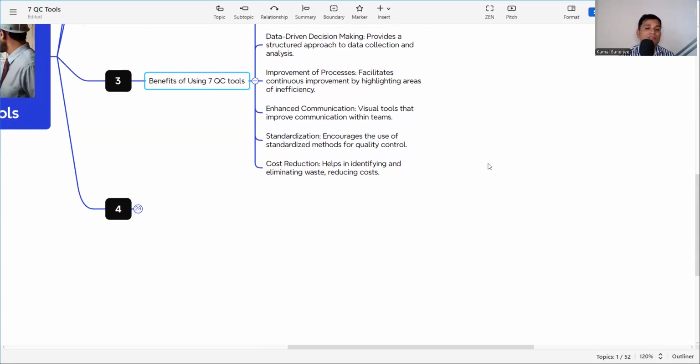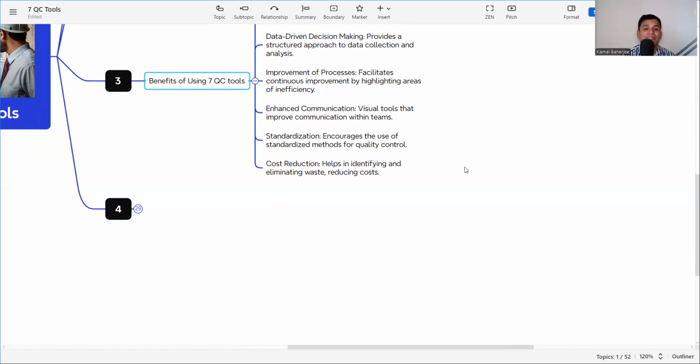Then enhanced communication. See, visual tools improve communication with the team. If I say there is a settlement crack, that will not be that appealing. But if I show my team a graphical representation, these are the times, these are the people working, this much time was taken for the concrete, this much time for curing, after 24 hours or 48 hours we did the deshuttering. If we produce this much data, there will be proper communication to the team.